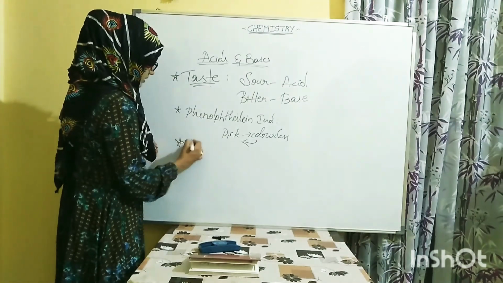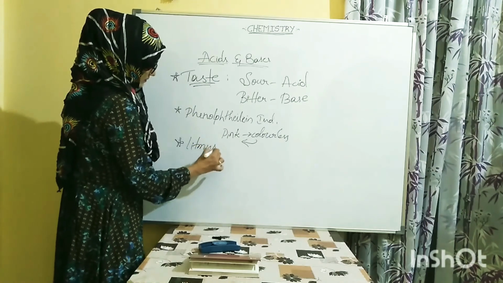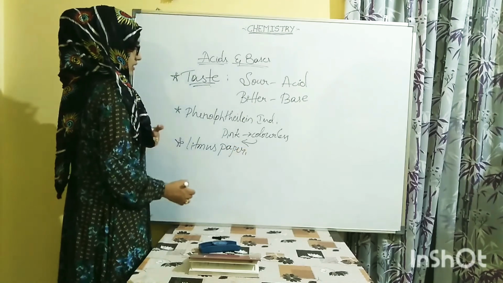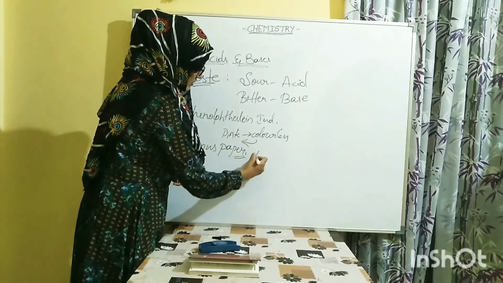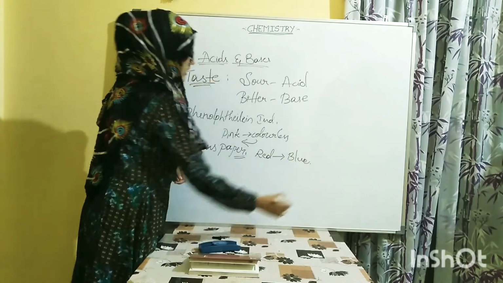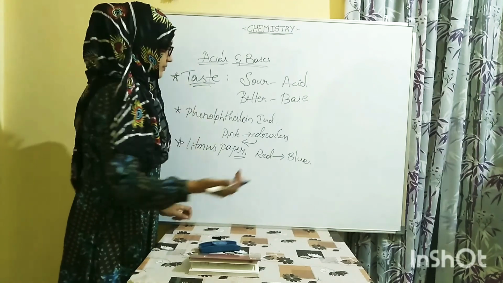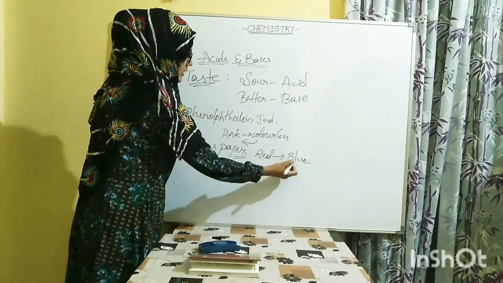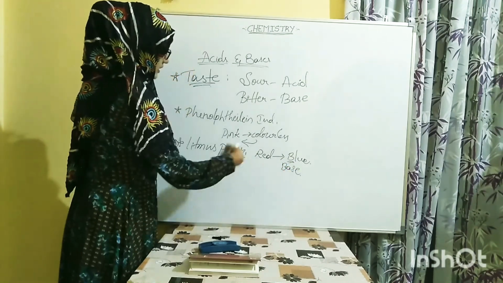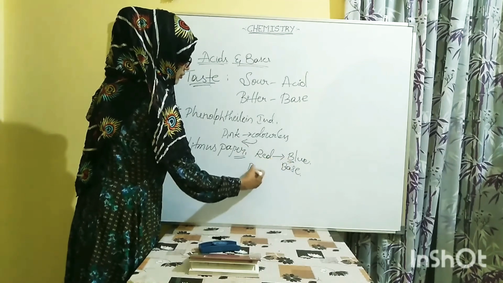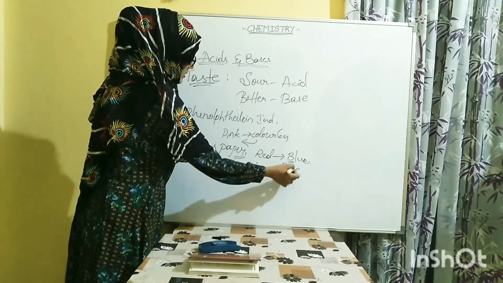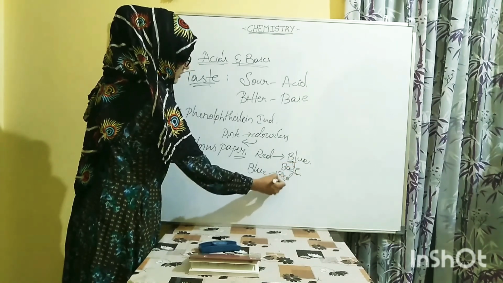And the same way, litmus paper. If the litmus paper turns from red to blue, a very easy way to understand is that blue means base. If it is from red to blue, then the given solution is no doubt a base. If a litmus paper turns from blue to red, the base is already fine, so the remaining one is acid.